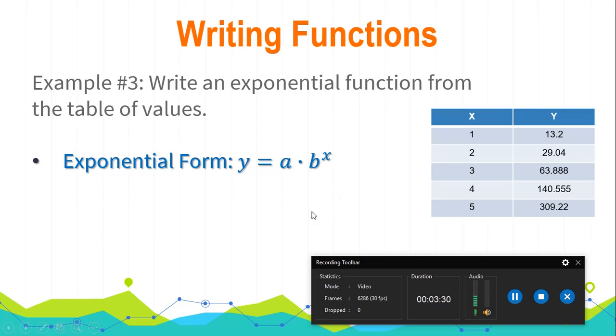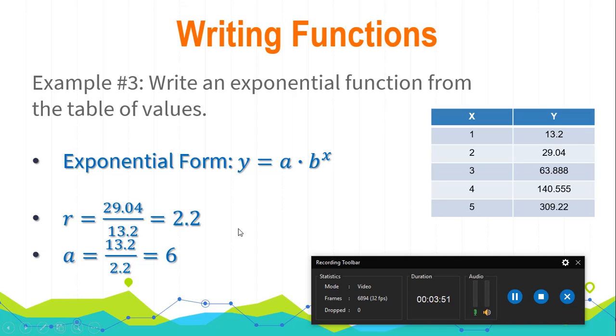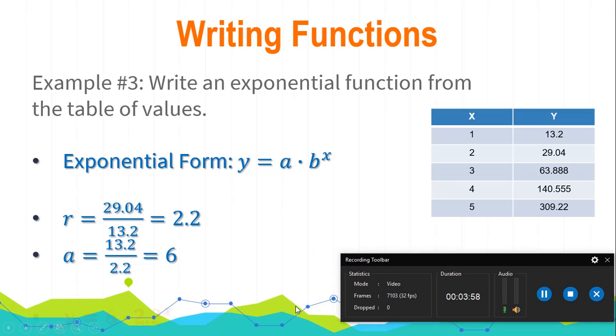You can pick any value of y to start with. I'm selecting 29.04, and I'm dividing by the number just previous. So this tells me that my growth rate is 2.2. Now that I know the growth rate, I can actually calculate the value when x equals 0. We're going to take 13.2 and divide it by 2.2. And now I know that my initial amount a is 6. So we can put it all together. And our function, 6 times 2.2 to the x power.